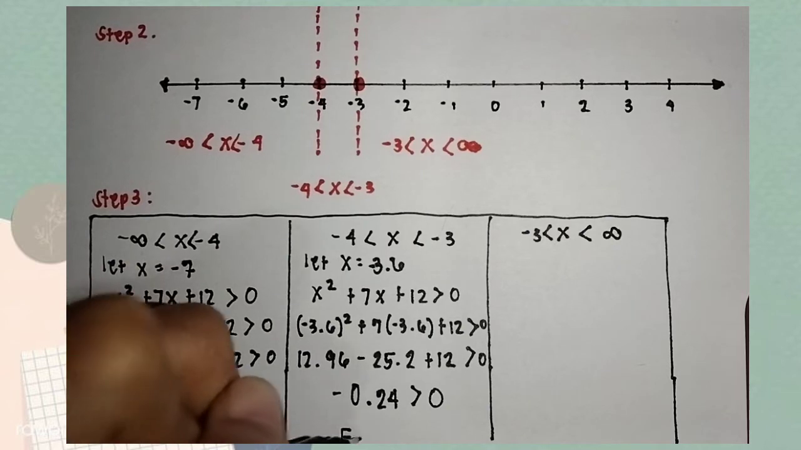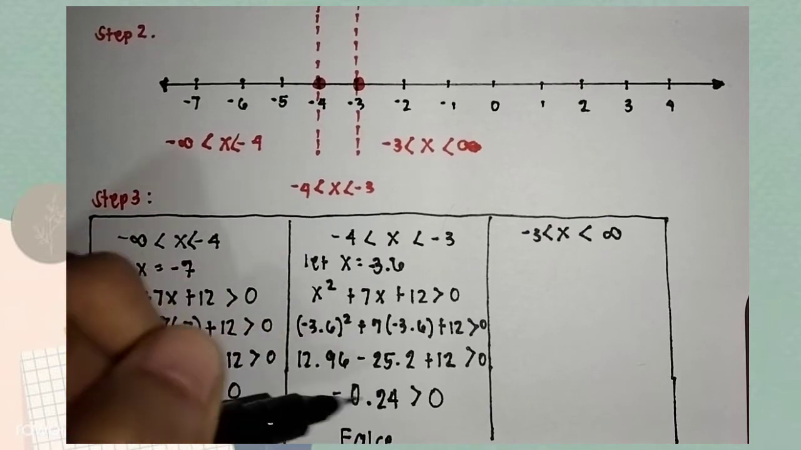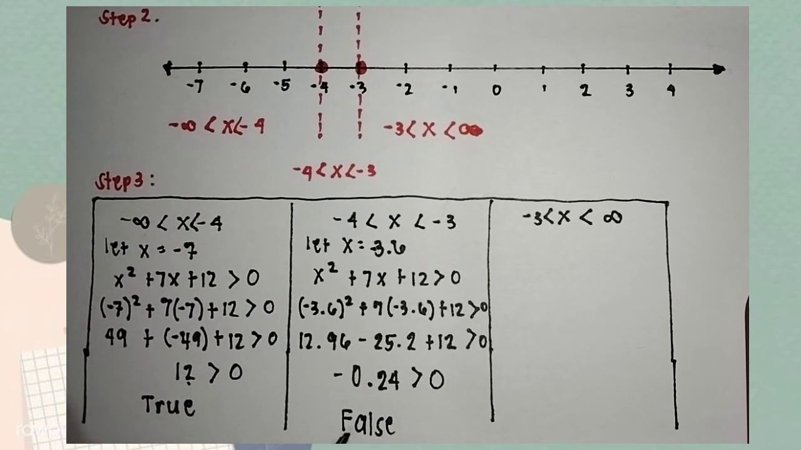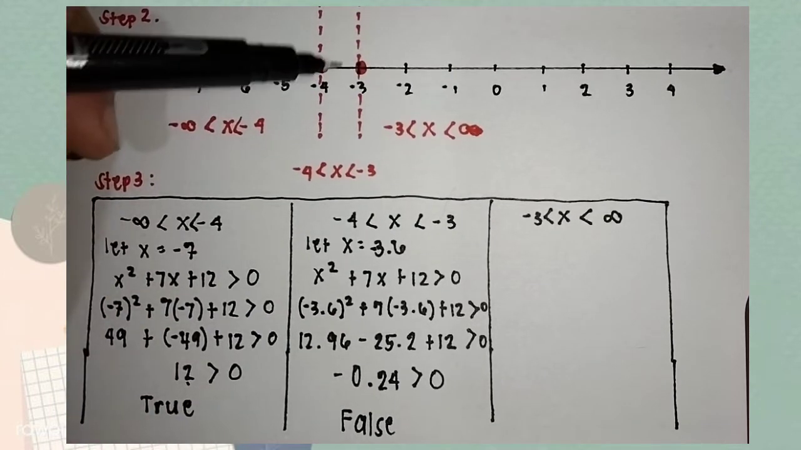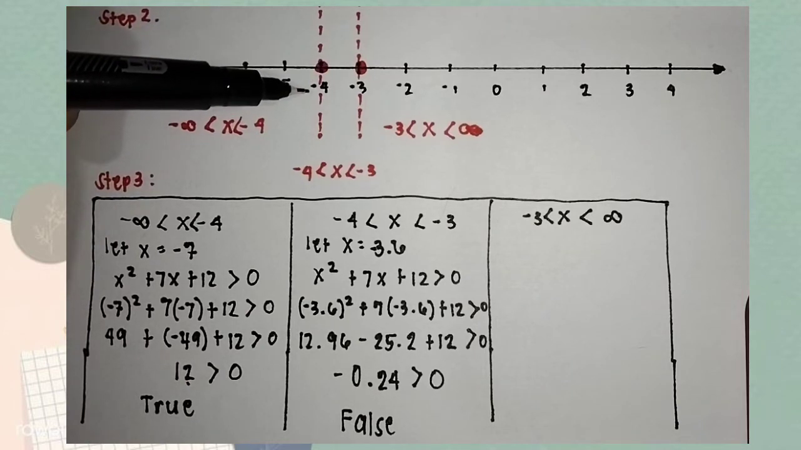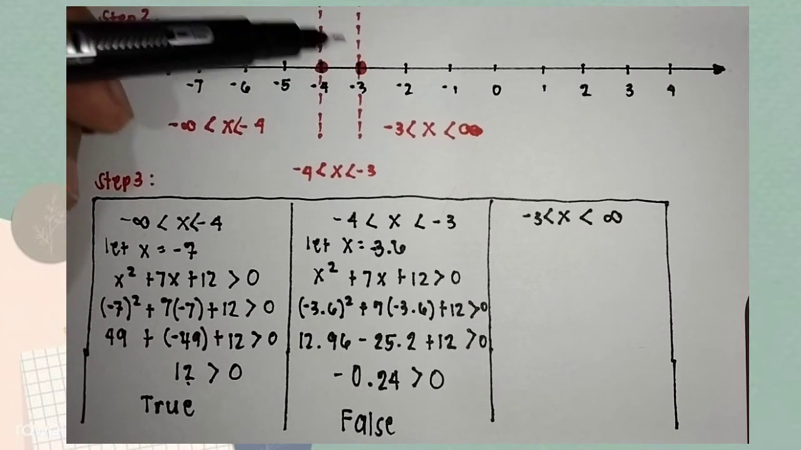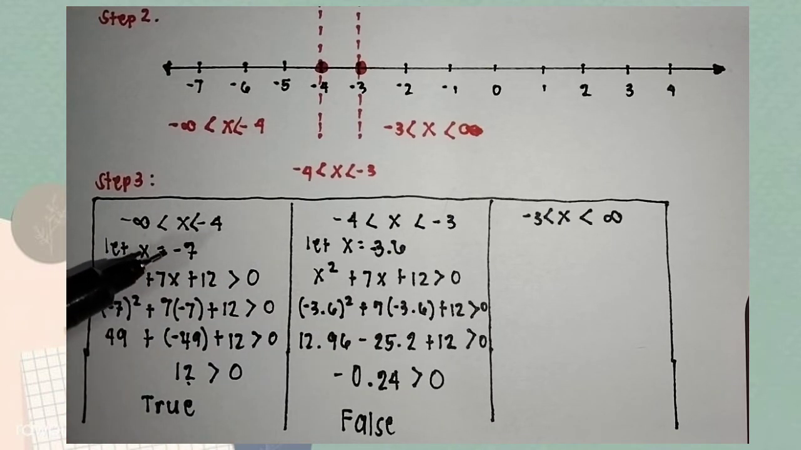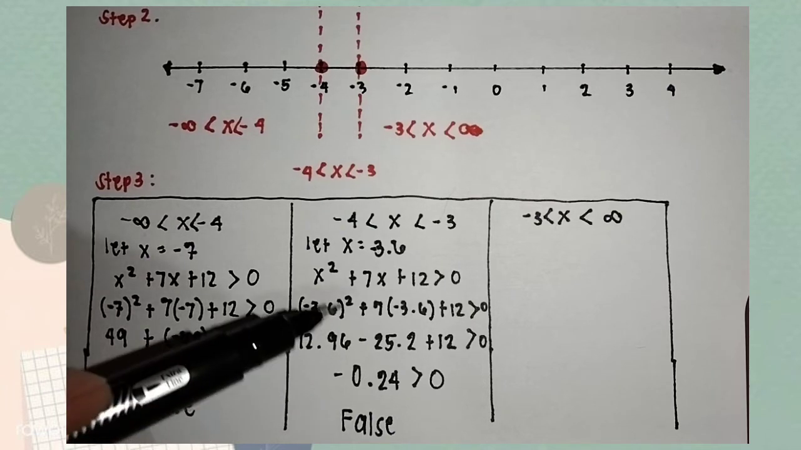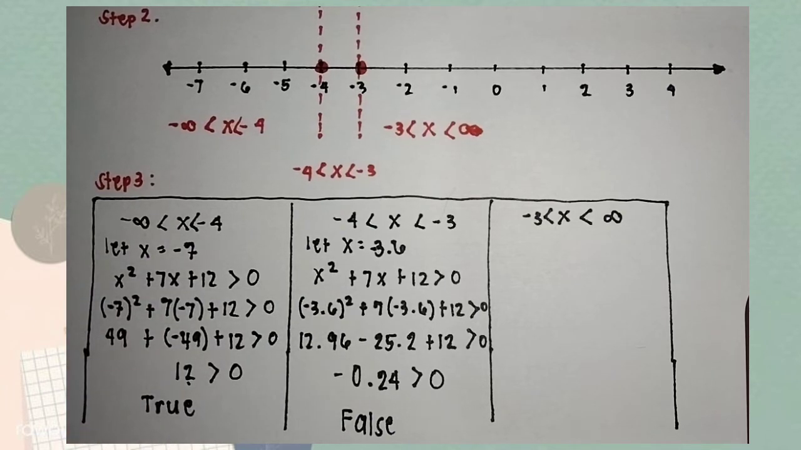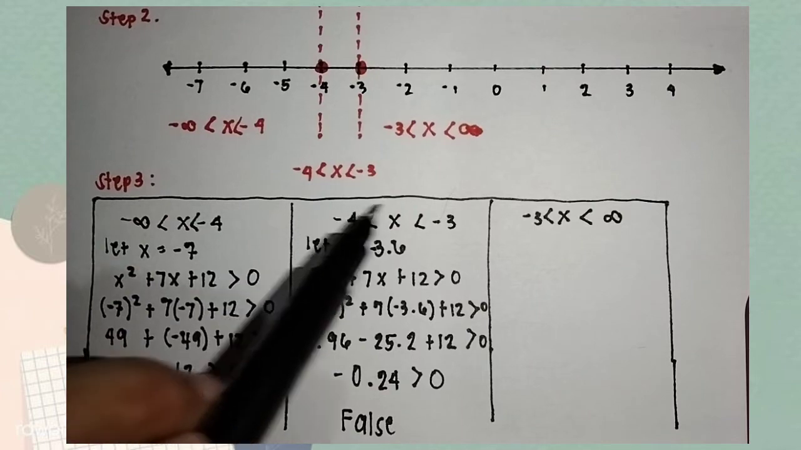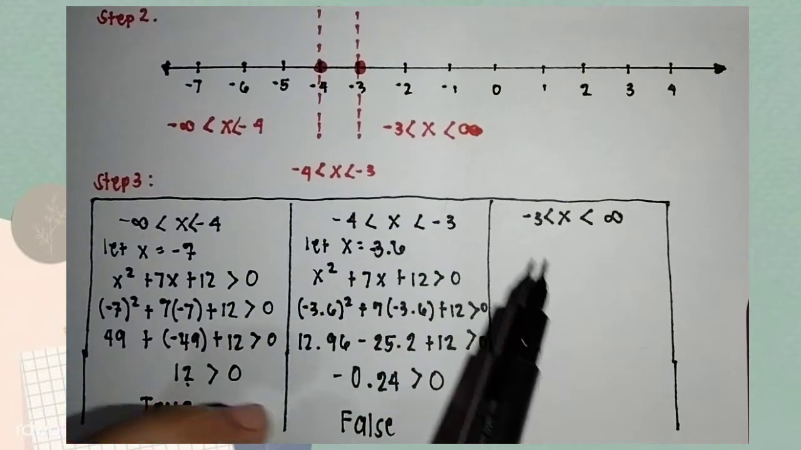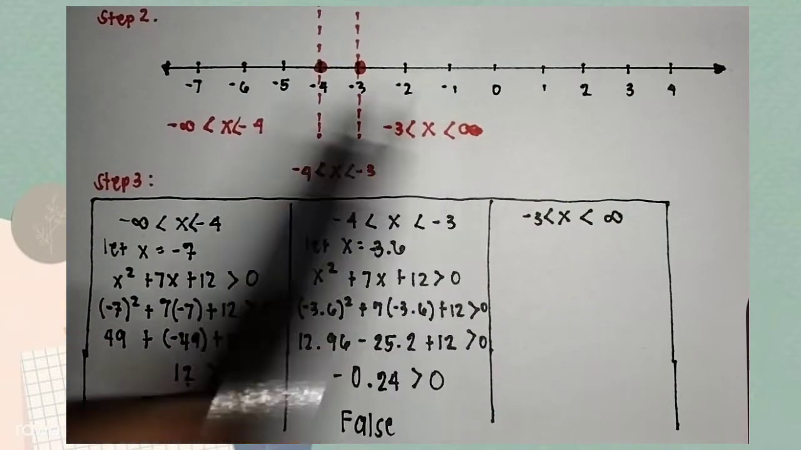So, hindi. Kasi isa siyang negative number. So, ibig sabihin, less than dapat siya dun sa ating 0. That's why it is false. So, meaning, lahat ng mga values sa pagitan ng negative 4 and negative 3, kapag sinubstitute natin dun sa ating quadratic inequality, hindi masasatisfy yon. So, false ang mga values sa interval na ito. Then, last interval ay sa pagitan ng negative 3 at positive infinity.